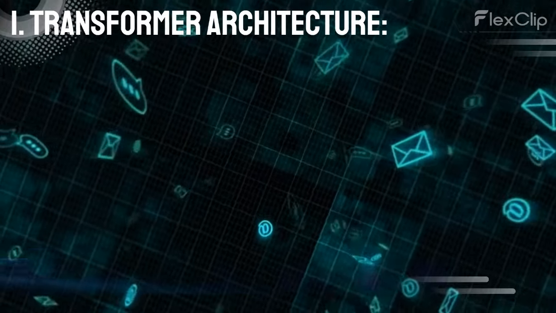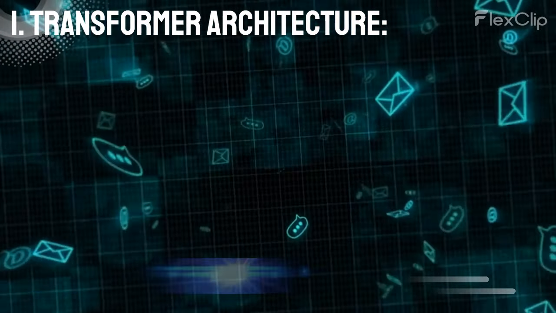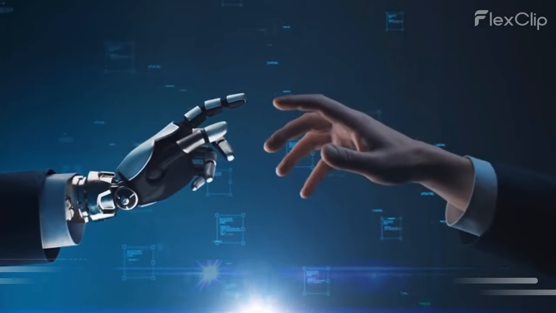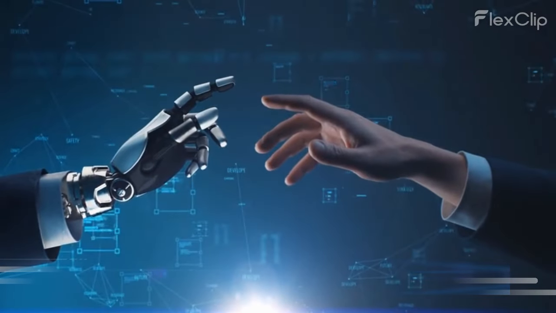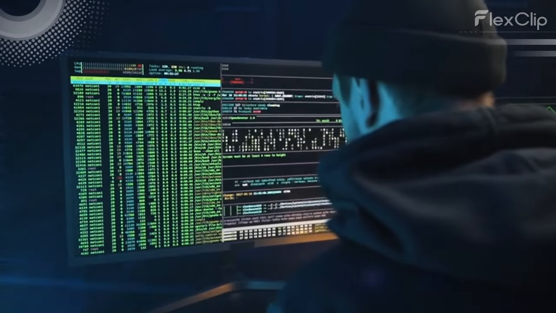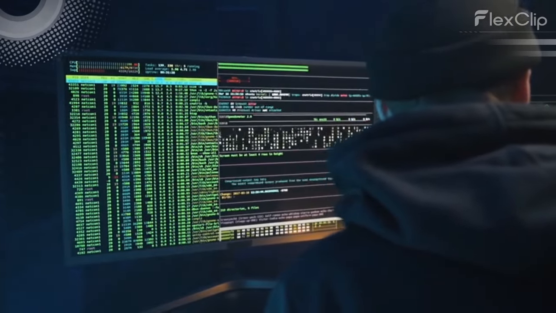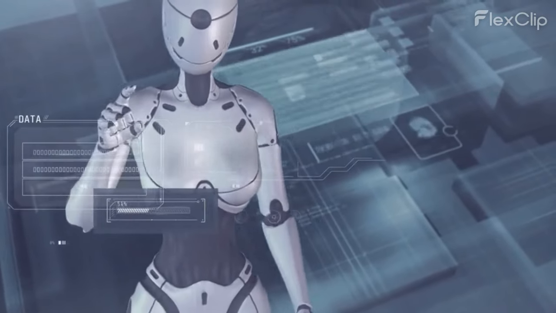1. Transformer architecture. ChatGPT is built on the GPT (Generative Pre-trained Transformer) architecture, a type of deep learning model that excels in handling sequential data, like text. Transformers were introduced in the paper "Attention Is All You Need" (2017) by Vaswani et al., and they've revolutionized the way language models are designed.